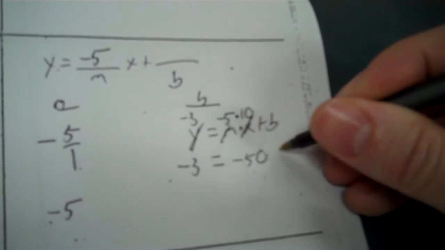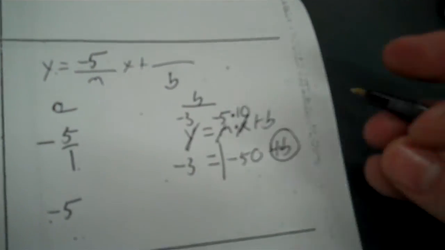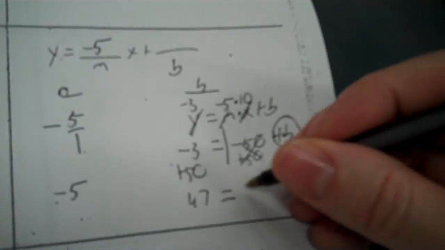So I take negative 5 times 10, that's negative 50 plus b. Remember, you should be getting used to solving for the b here, finding the y-intercept. So I add 50. Negative 3 plus 50 is 47. And you can divide by 1, or you can just get rid of the 1 because it would stay at 47.